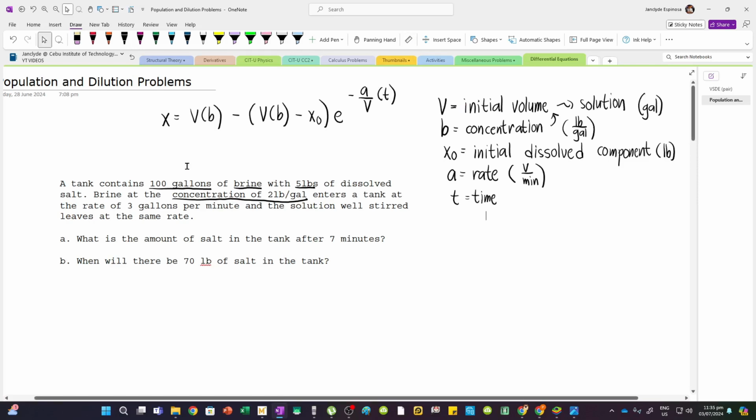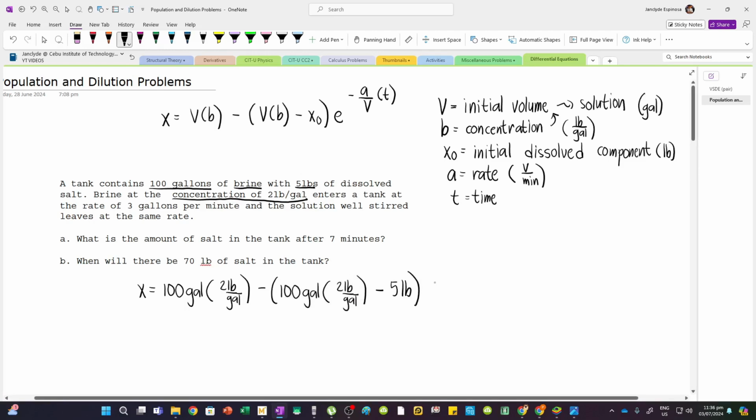And so, in this problem, we actually have our model equation. We can actually substitute the model equation. Now, X will define the final amount of salt because this was X sub O. And so, this will define the final value. So, here we have X equals, what is V? That's the initial volume. So, we have 100 gallons multiplied by B, which is the concentration. So, we have 2 pounds per gallon. And then, minus, let's just copy this one because this is still V times B. V times B and then minus X sub O. X sub O is 5 pounds.